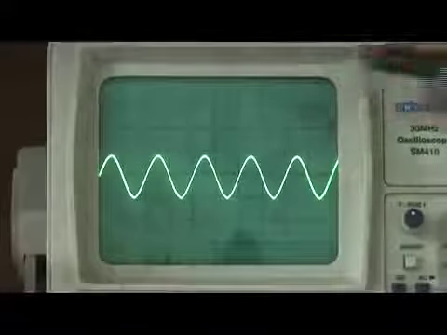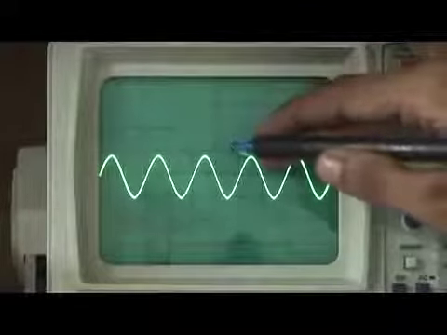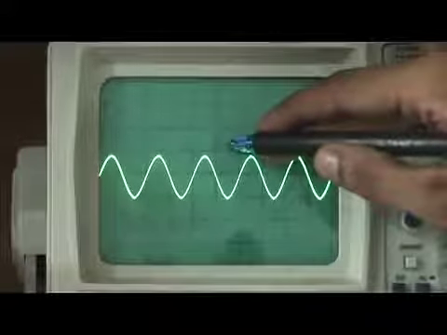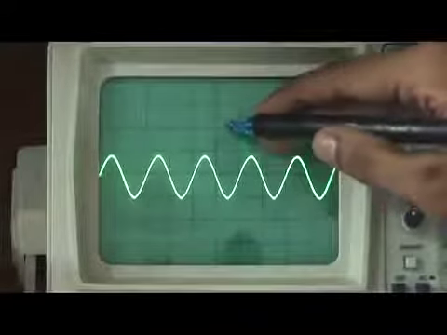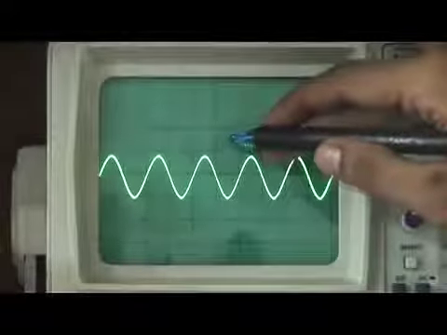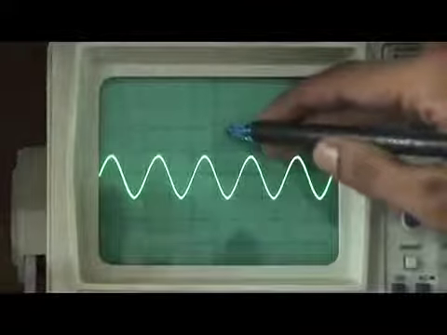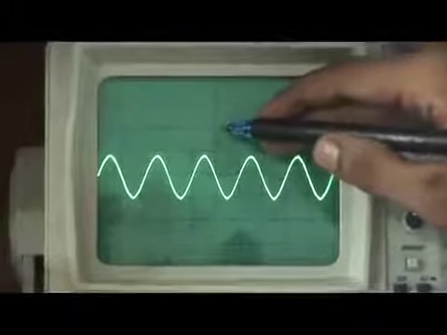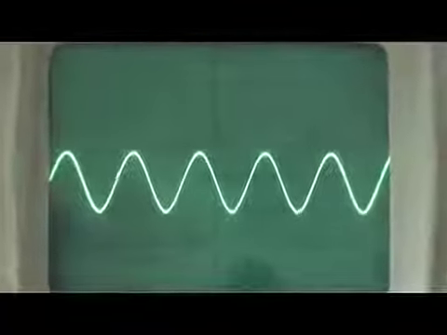Again you can see that each square is divided into various subdivisions. There are 1, 2, 3, 4, 5 subdivisions, which means one subdivision is 0.2 unit. So it is 0.2, 0.4, 0.6, 0.8, 1. So in total this one block is 1 unit in the y direction.